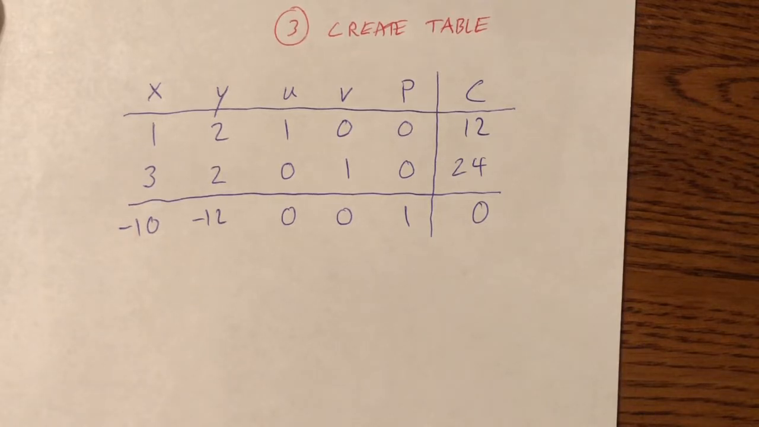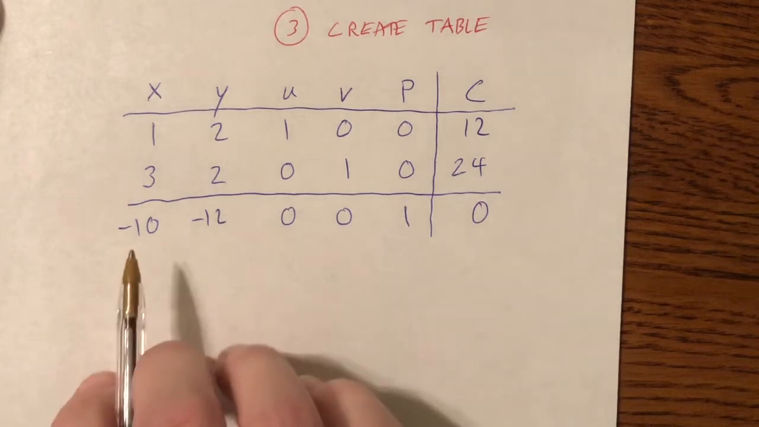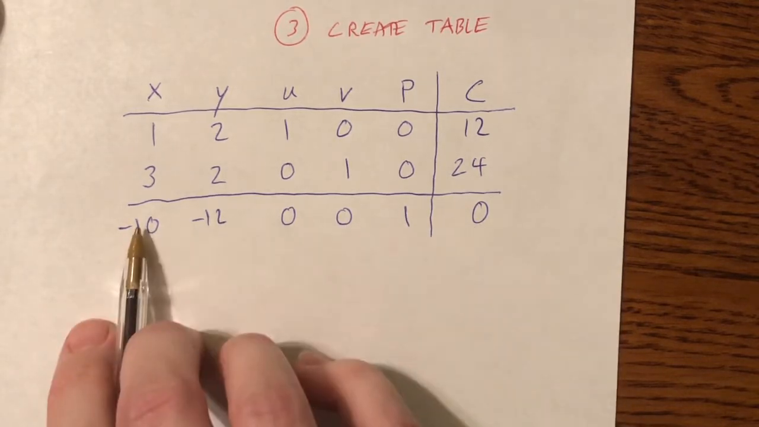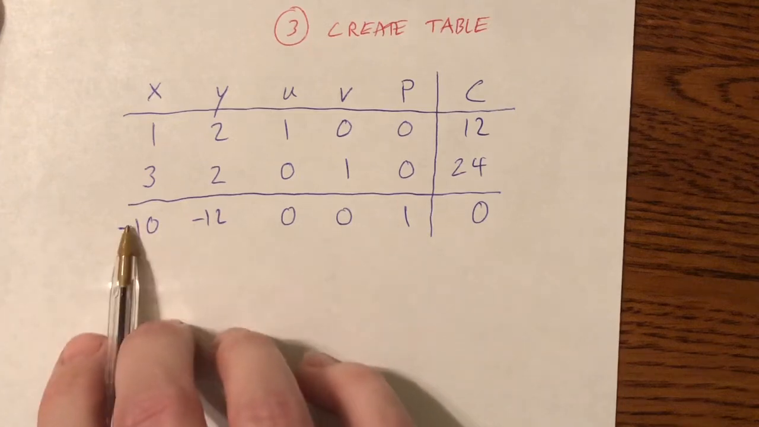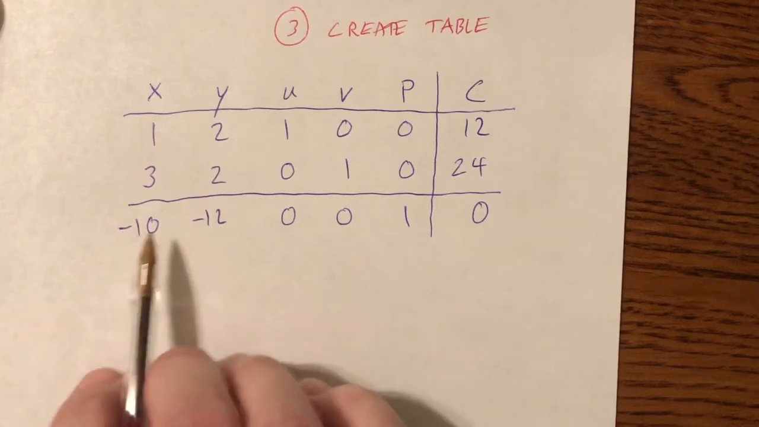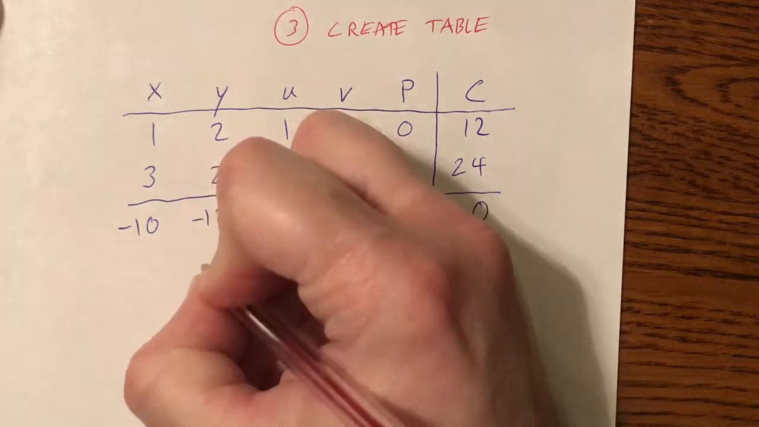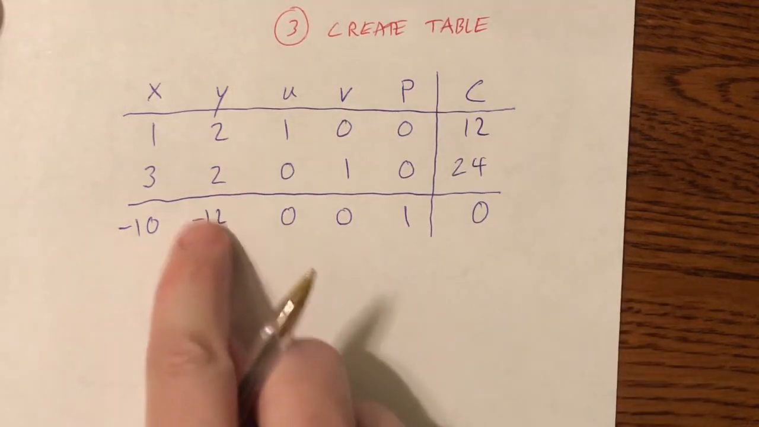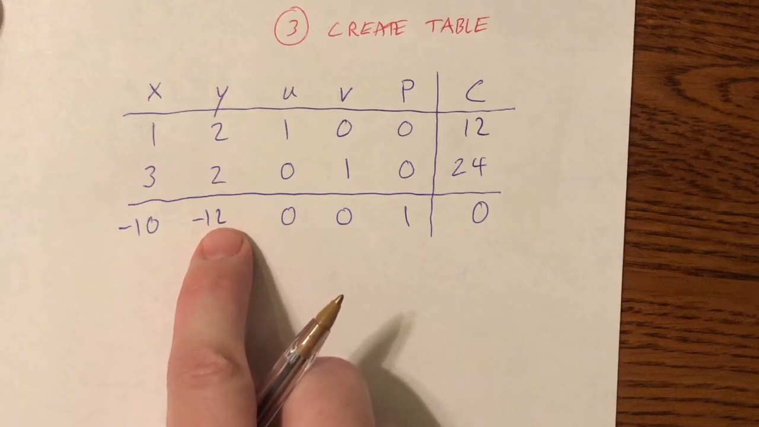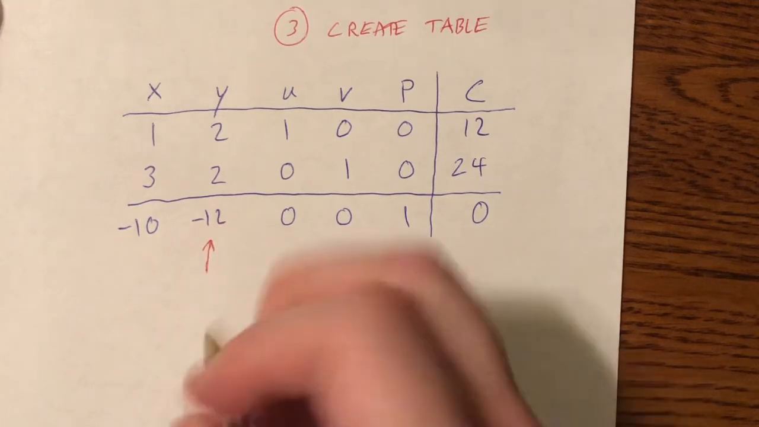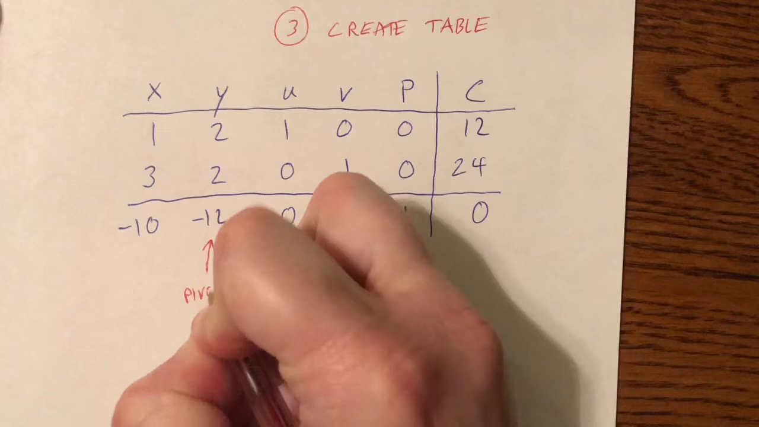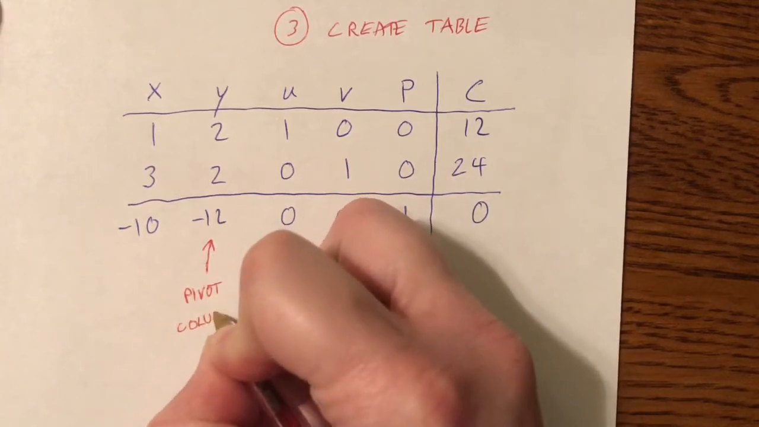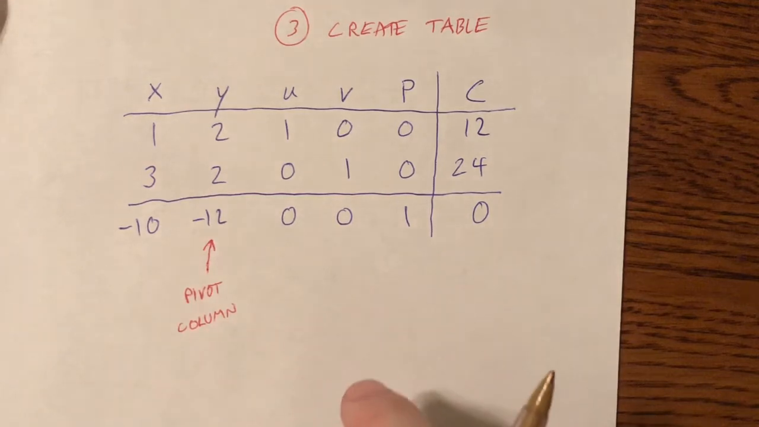So what we want to do first is determine which of these values in the last row is the most negative, the smallest value, and that's going to be this one. Negative 12 is less than negative 10. It's the smallest value here. It's the most negative value here. So it's going to be called our pivot column. The first thing you want to do is determine your pivot column, and you're going to see why in a minute.